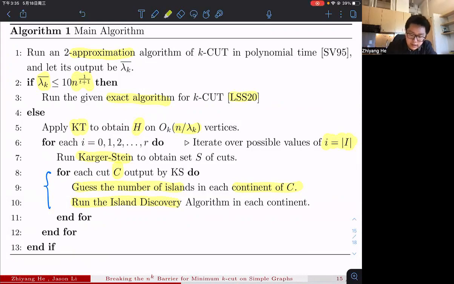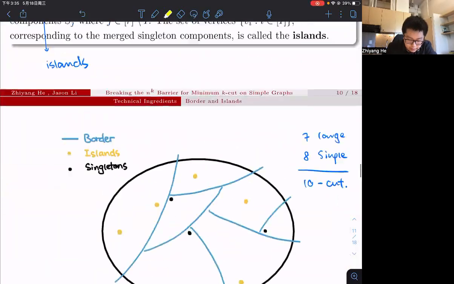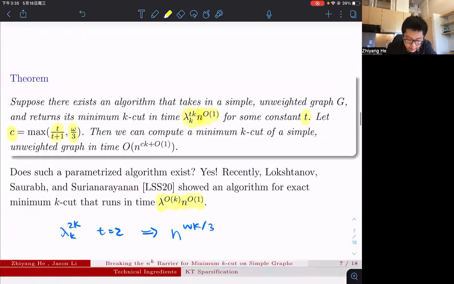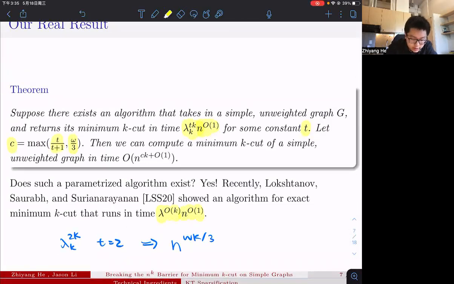If we put all the runtime together, we see that we get the promised result right here, which, with this constant c, we can have a minimum cut algorithm that runs in time n to the ck.